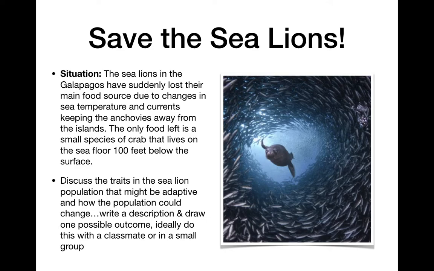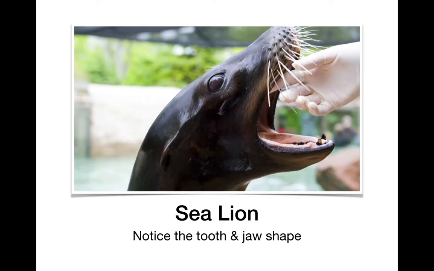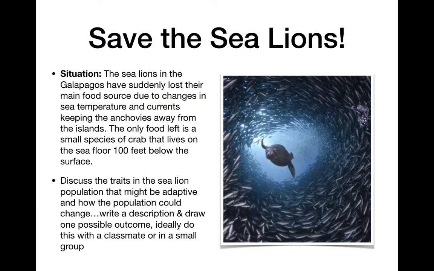I want you to write a description of how it will change and draw one possible outcome. I recommend you do this with a classmate, brainstorm, try and figure this out. To give you a bit of a hint, here is a sea lion. You can see really carefully, notice its jaw and its shape, notice its tooth shape. There are other traits as well, but that's the only hint I'm going to give you. Okay, so take a look. You can think about at least 3 or 4 different traits that may be adaptive and how they would change based on this environment change.